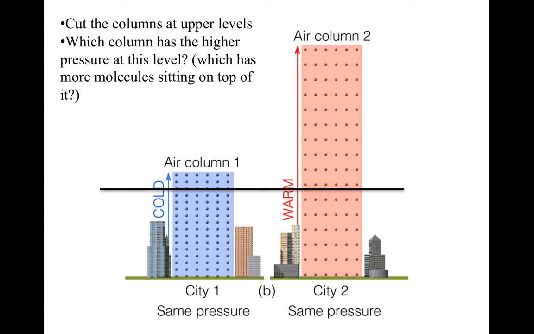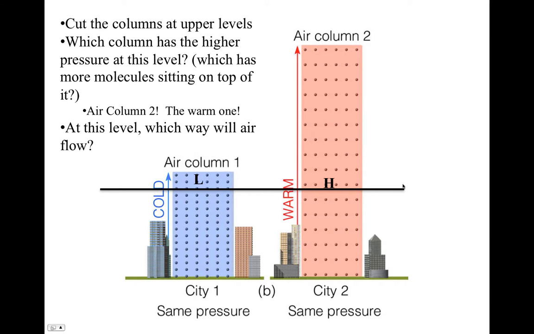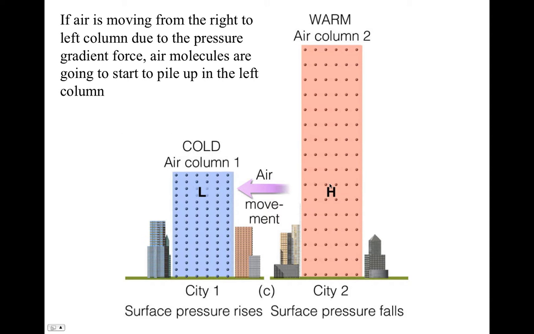If you cut the columns at higher levels, however, something different happens. Now, which column has the higher pressure at this level indicated by the black line? In other words, which simply has more molecules sitting on top of it? Well, you can clearly see that air column 2, the warm column, has more air molecules above this surface, and that means it has more pressure at that level. At this level, which way will the wind flow? As we know from the beginning of chapter 5, if you have a pressure gradient at some constant elevation, air will try to flow from high to low. So in this case, air will flow from that upper level where the pressure is higher in the warm column to the area where the pressure is lower in the cold column.